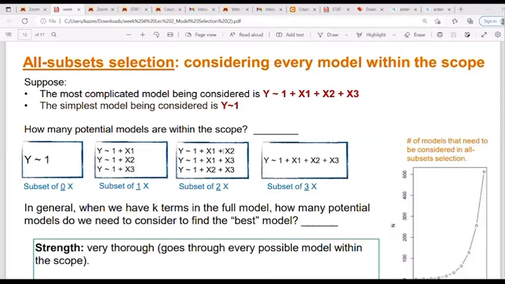Now, if I want to have a possible pair, I can have X1 with X2, X1 with X3, and X2 with X3. So take a look at that. And this is the last one. Now, when you take a look at all of that, you're going to see that this one here is the simplest form of the model, and this one here is the complicated one. So take a look at that now.